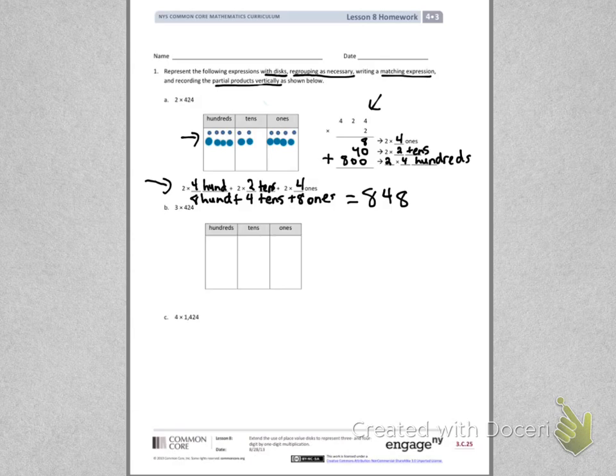Now we have to add them all up and see what we get. We get 8 for the ones, 4 for the tens, and 8 for the hundreds. Again, we get 848.